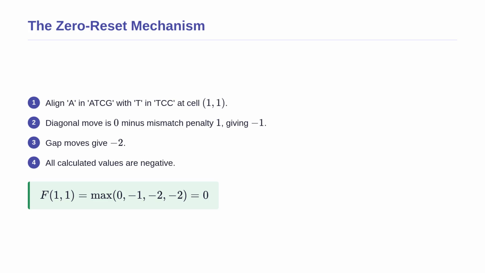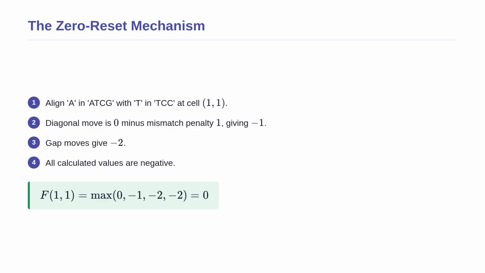To truly understand the power of this algorithm, consider aligning the A in ATCG with the T in TCC. The diagonal move is 0 minus the mismatch penalty of 1, giving -1. The gap moves give -2. Because all calculated values are negative, the max function selects 0. The cell becomes 0, effectively ignoring this mismatch and preventing it from dragging down future alignment scores.